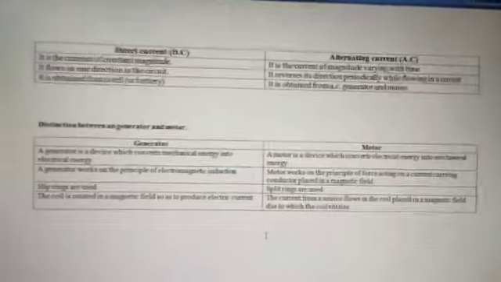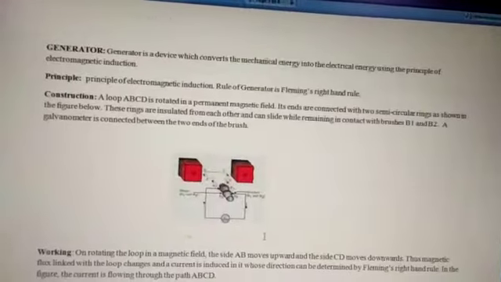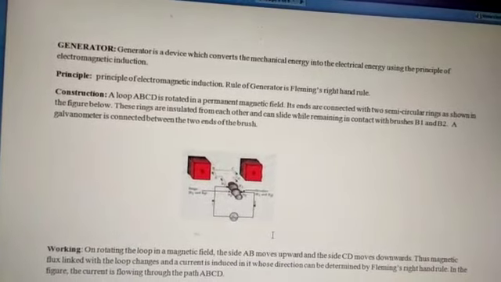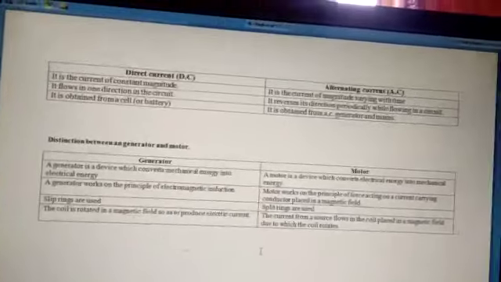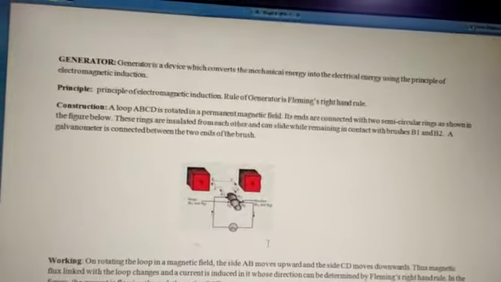So please study these points well. I am almost completing this particular lesson. Next we shall pass on to the domestic wiring. So this is all about this entire chapter.